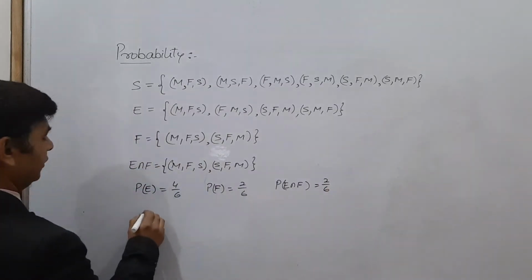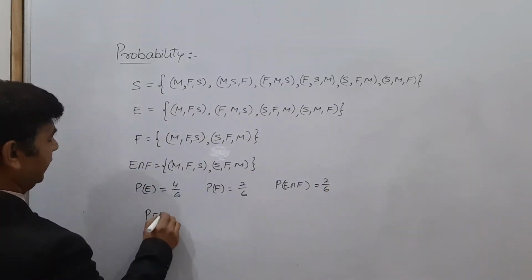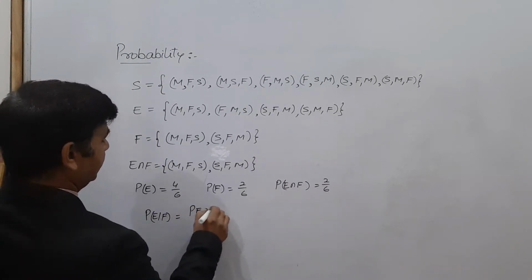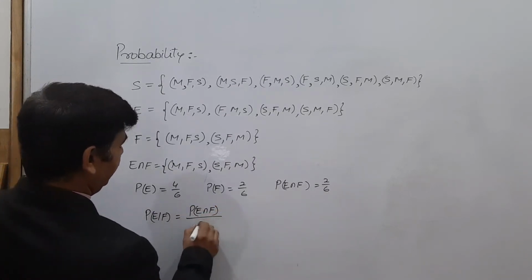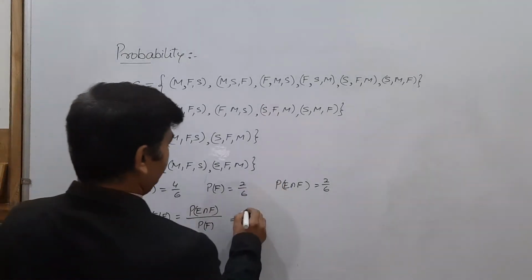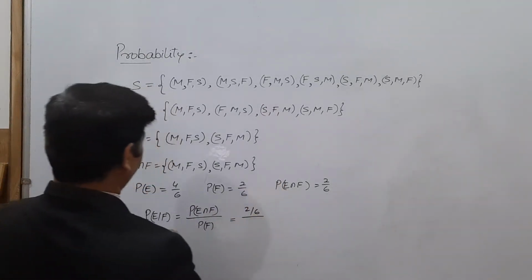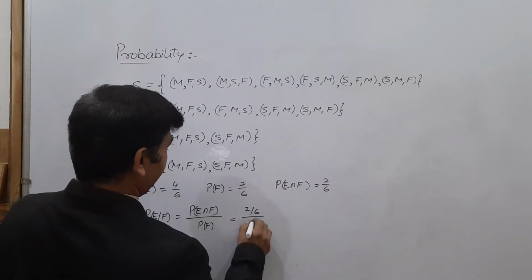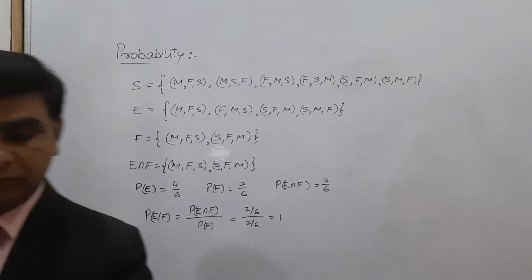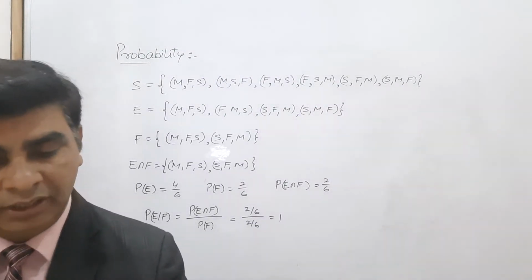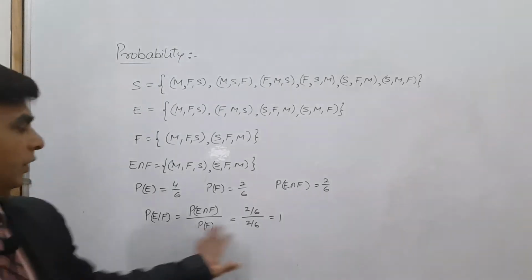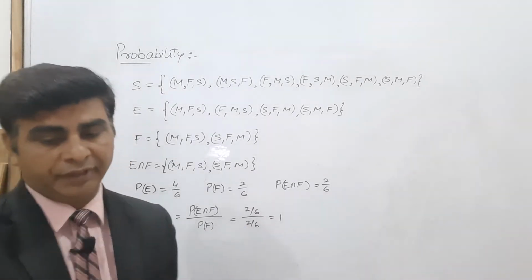We need to find probability of E given F, and this is given by the formula P of E intersection F divided by probability of F. And this is equal to E intersection F which is 2 by 6 divided by probability of F which is again 2 by 6, so this is equal to 1. So the answer in which son will be on one end and father will be in the middle is 1. So this is the solution for question number 9.